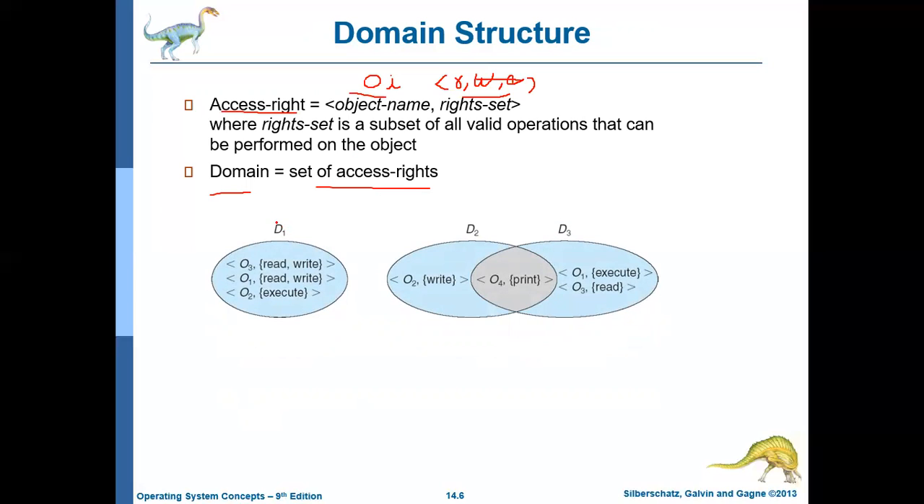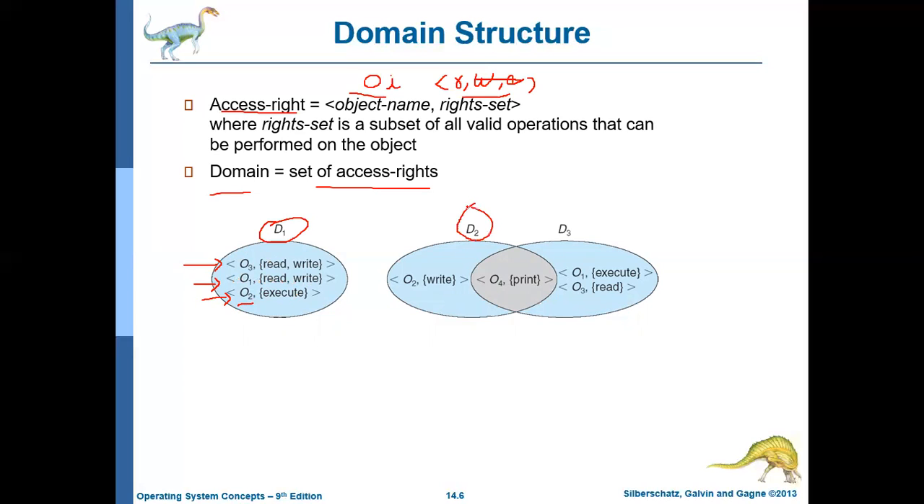So here you can see there is a domain D1 which contains three access rights. What are they? O3, the first access right, says that the user can perform a read and write operation on the object O3, and the user can perform read and write operation on the object O1, and the user can perform execute operation on the object O2.